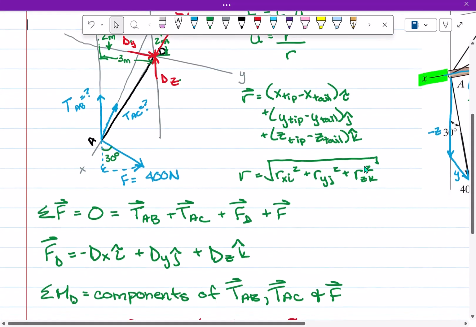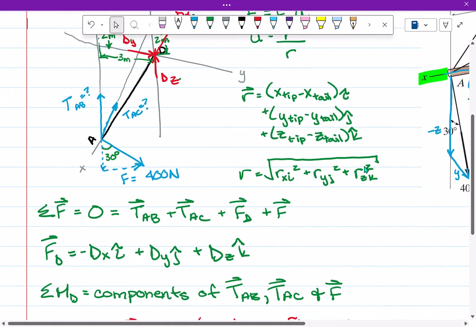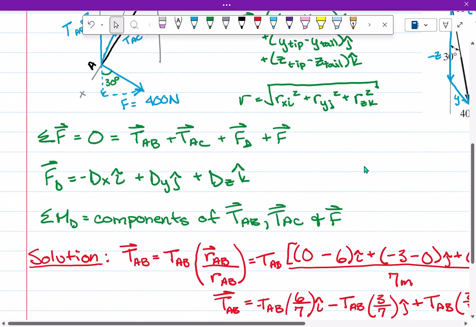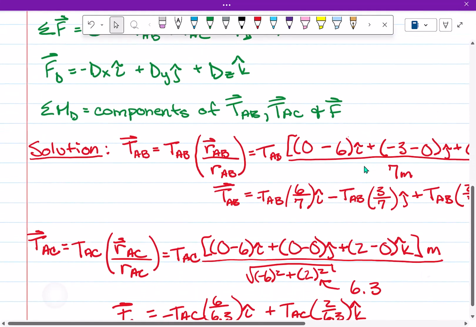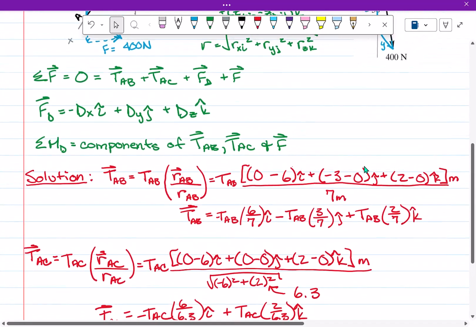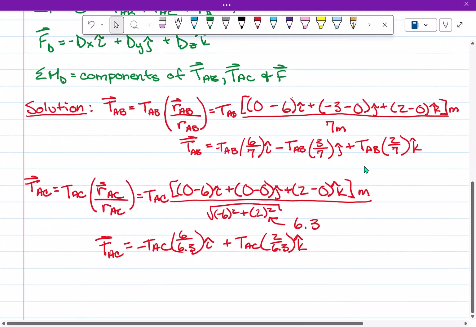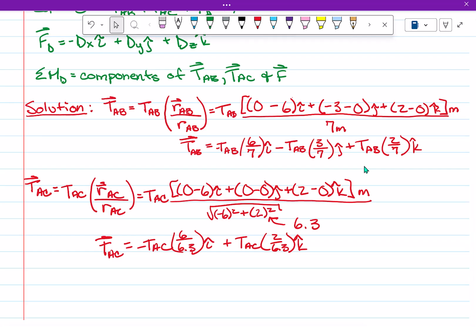So in class, we had started first determining what our tension vectors look like in AB and AC. We don't know the magnitudes. Of course, we're going to have some number of equations and unknowns. In this case, the tension vector in AB is equal to the magnitude of that vector times the unit vector, which is the position vector AB divided by the magnitude of AB.